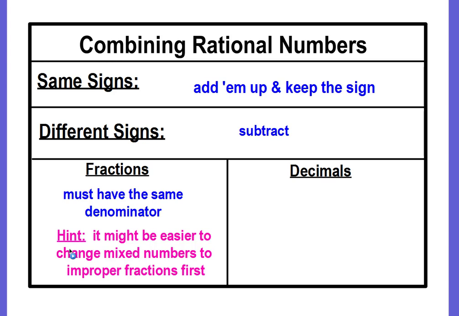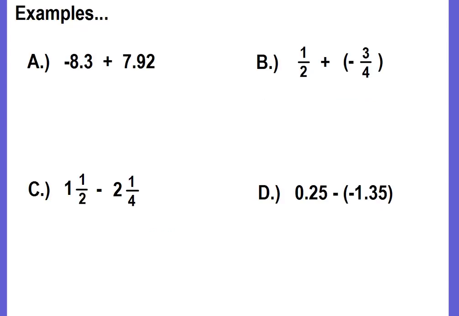Then decimals. Whenever you're adding or subtracting decimal numbers, the most important thing to remember is to line up the decimal points. You have to combine numbers that are in the same place value. You cannot combine a whole number in the ones place with a digit that is in the tenths place or the hundredths place. Okay? You can only combine ones places with ones places, tenths with tenths, etc. So let's do some examples.